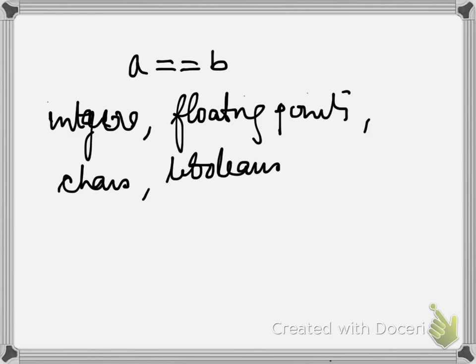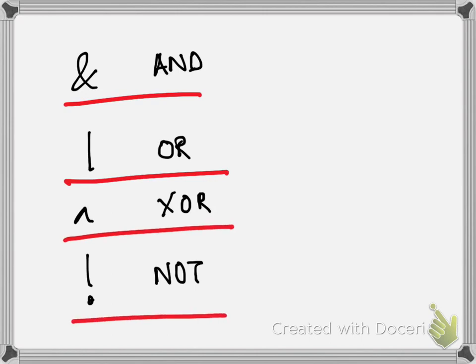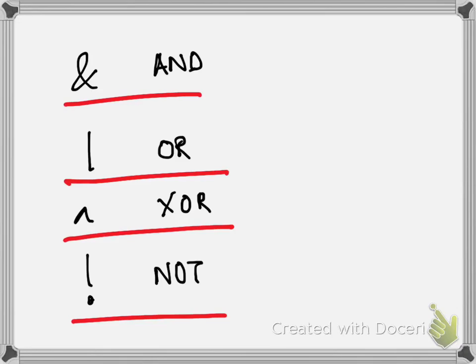Next we have the logical operators. Among the logical operators, you have AND, OR, XOR, and NOT. They work in the normal way that these operators work. AND will work if both are true, only then the result would be true. For OR, if any one is true, the result is true. For XOR, the two values must be different, false and true or true and false, then the result would be true. And NOT, of course, is a unary operator.